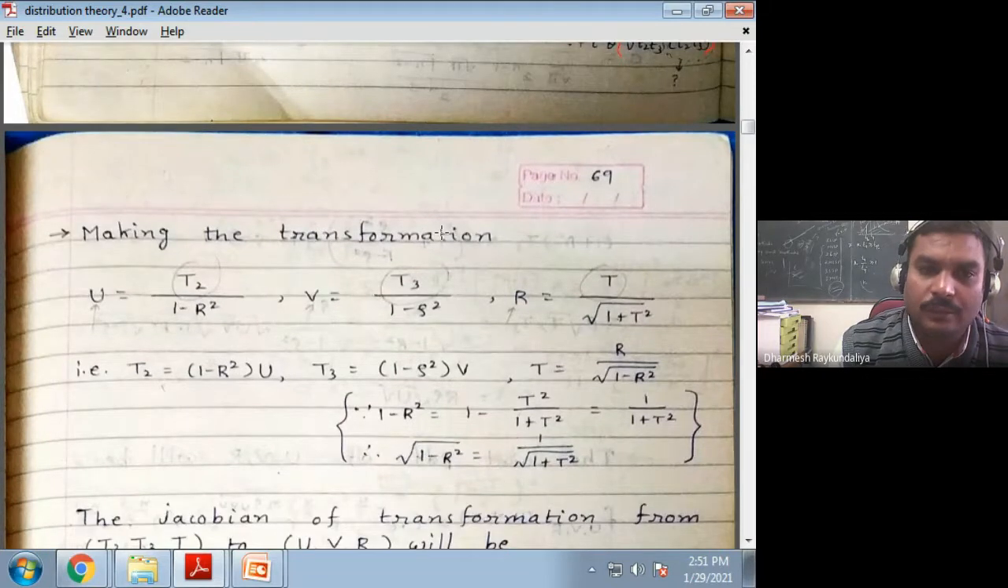So let us make the transformation now, from u equal to t2 upon 1 minus rho square, v equal to t3 upon 1 minus rho square, and r equal to t upon root 1 plus t square. So now you are making another transformation.